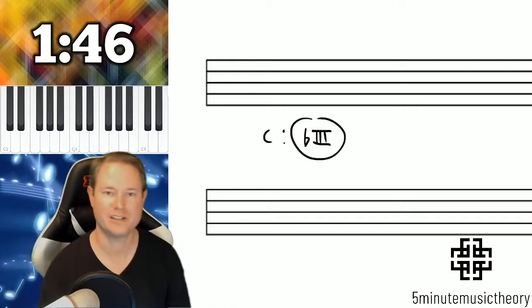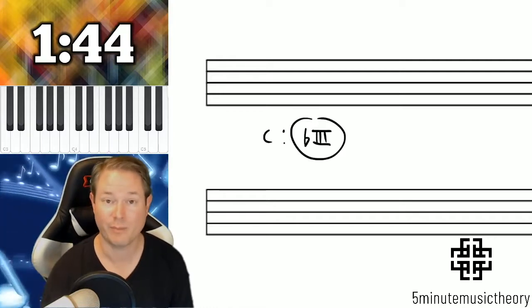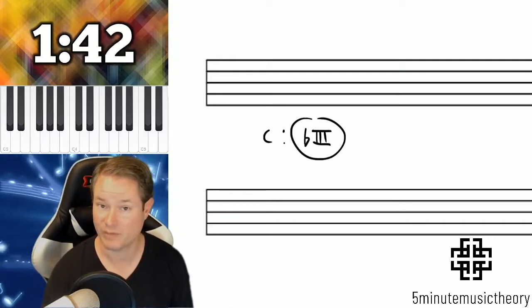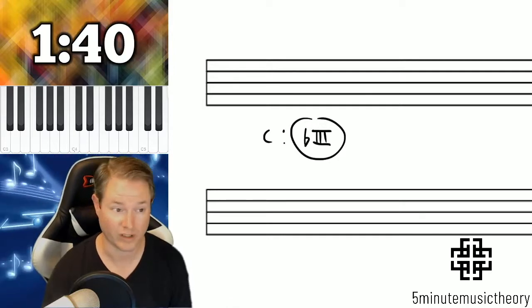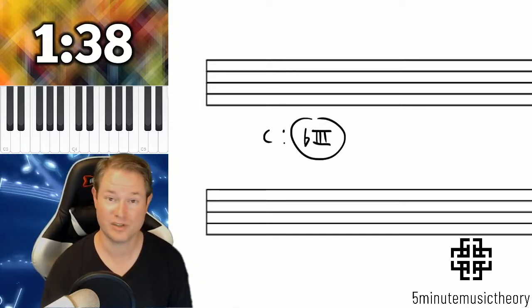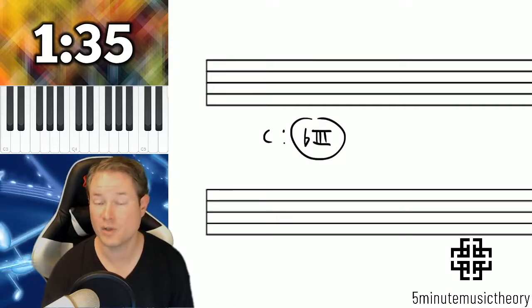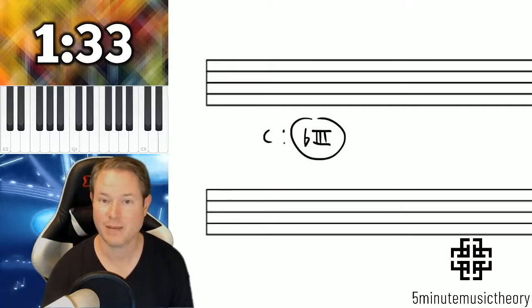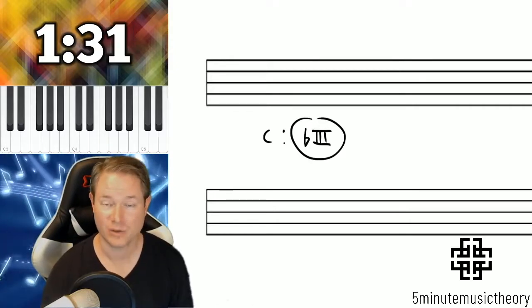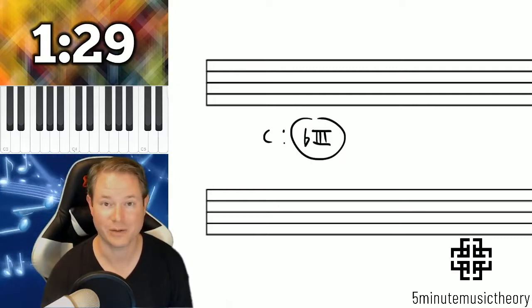But again, just basically to summarize, mode mixture is borrowing from the parallel key, whether major or minor, just the opposite of whatever you're working in at the moment. And it can be used just to be more colorful, or it's usually used to destabilize the tonal center to allow for modulation to more distantly related keys.